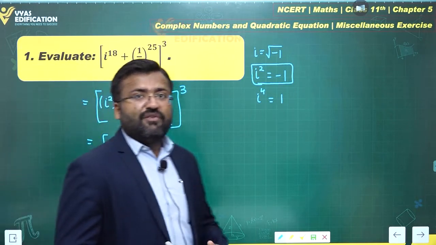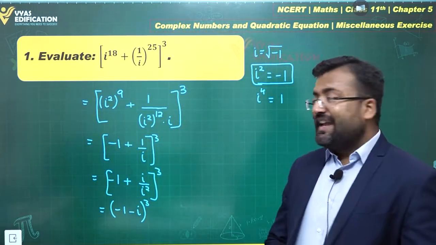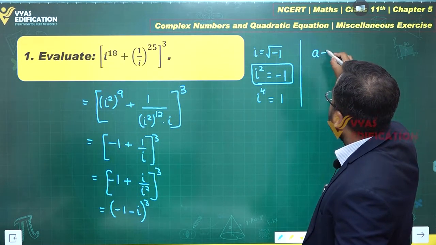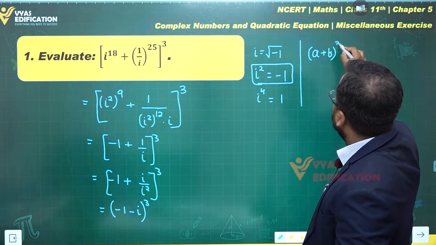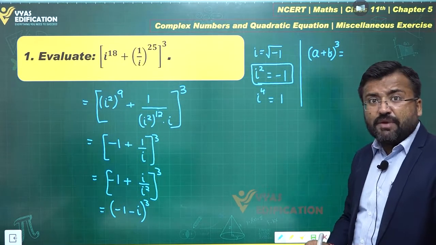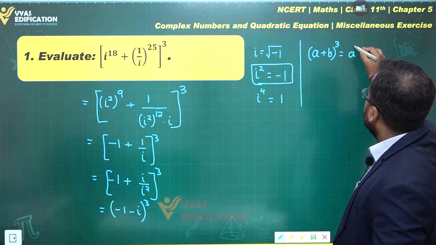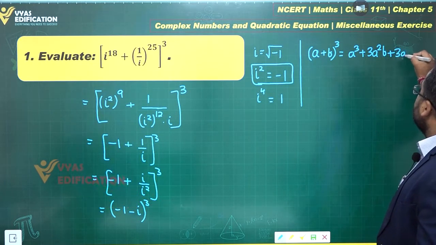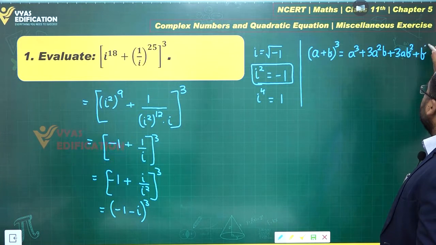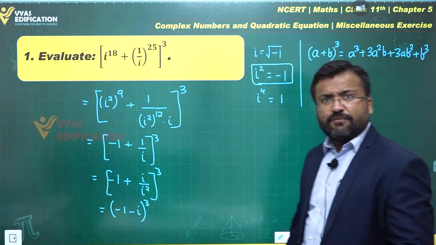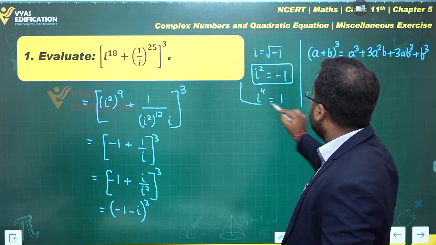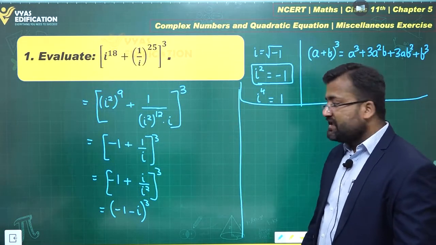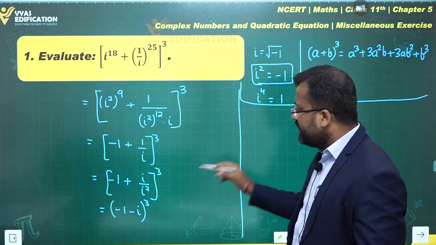And yes, can you simplify this further? So we'll require something else. What will be required for simplifying this further? We'll require the formula of (a plus b) power 3. What is the formula for (a plus b) power 3? This is a power 3 plus 3a square b plus 3ab square plus b power 3. This is the formula for this. So can we use the formula to simplify this expression further? Yes, we can. So let's continue from here.